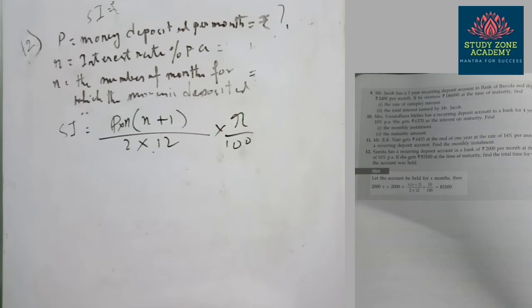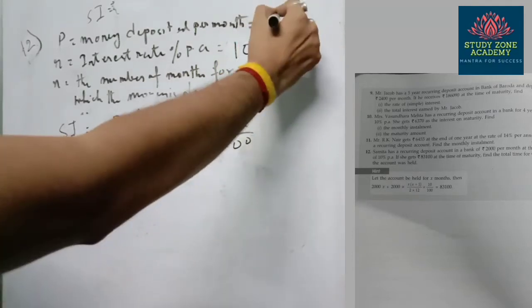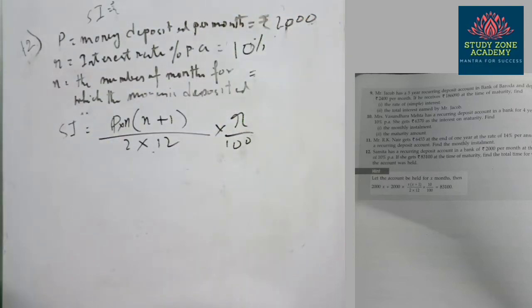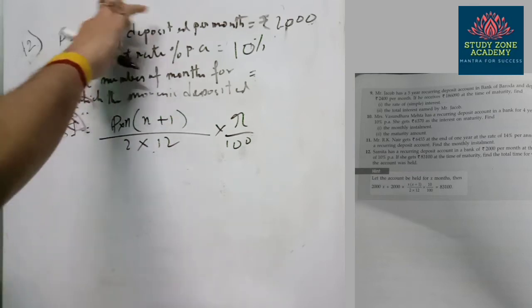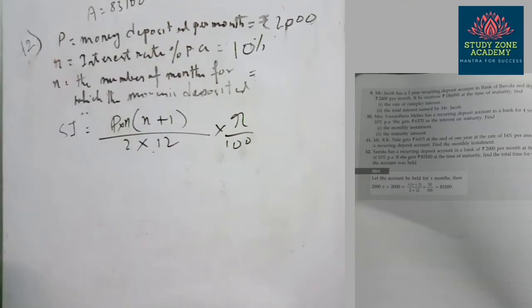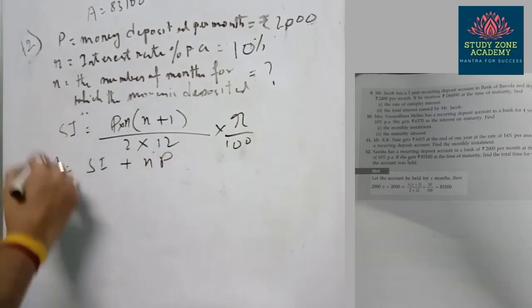Samita has a recurring deposit account in a bank of rupees 2000 per month at the rate of 10% per annum. So let me write down, that's 10%, it is rupees 2000. Next, if she gets rupees 8310 as the maturity amount, we need to calculate time here. So let us write down the formula first. A equals to SI plus N into P. Let us substitute the values.